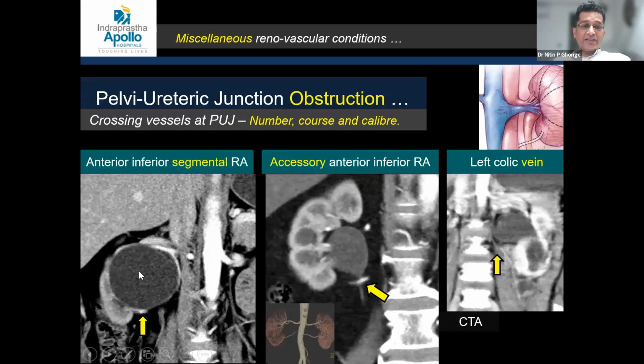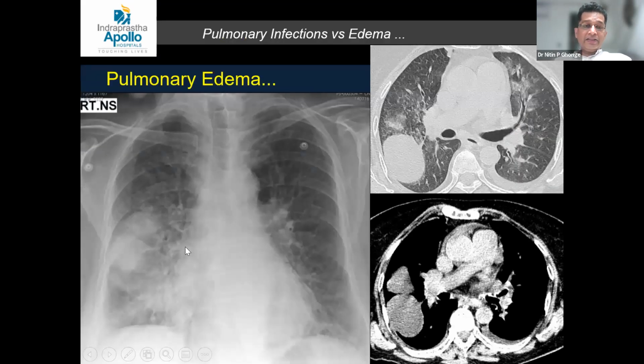PU junction obstruction can be seen here as abrupt constriction at the PU junction with a crossing vessel, which is in fact causing indentation over the pelvic junction. So PU junction obstruction can be seen if there is any vascular cause which is leading to obstruction, and can be nicely diagnosed on CT angiography.